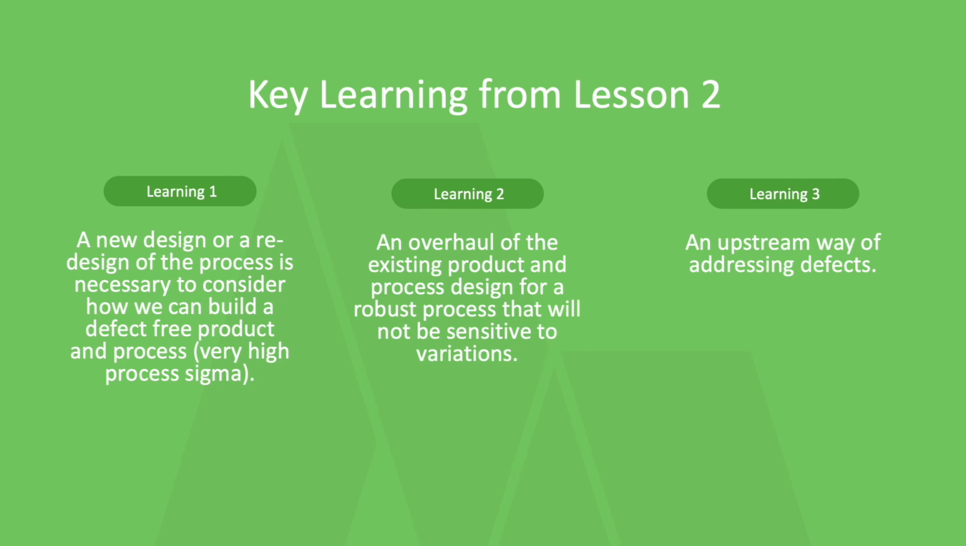The key learnings in Lesson 2 are as follows. Number 1, a new design or a redesign of the process is necessary to consider how we can build a defect-free product and process. By overhauling an existing product or process, we are aiming to come up with a better process that is robust enough to be able to withstand any sensitivities or changes so that variation is minimized. And finally, applying the Design for Six Sigma approach means that we're actually addressing upstream issues and not just improving what we have.